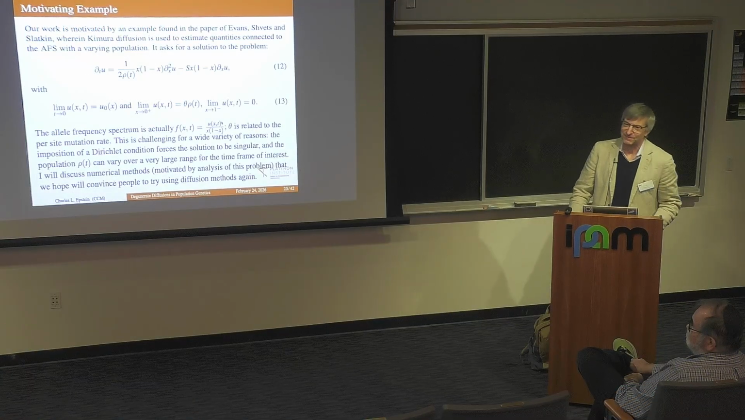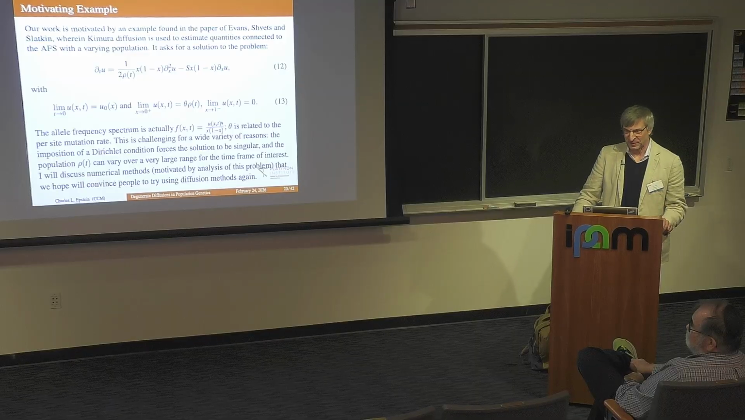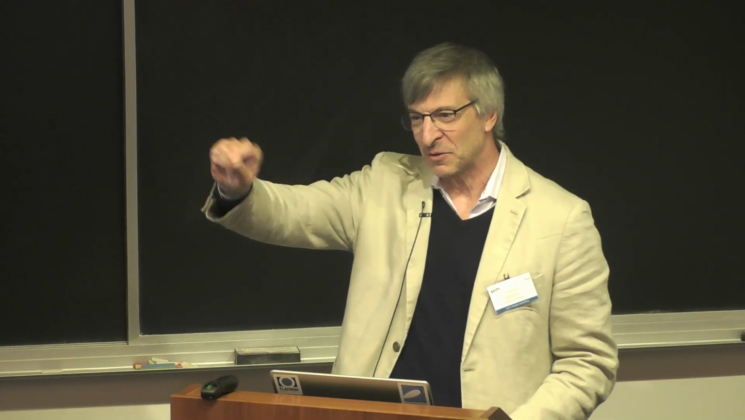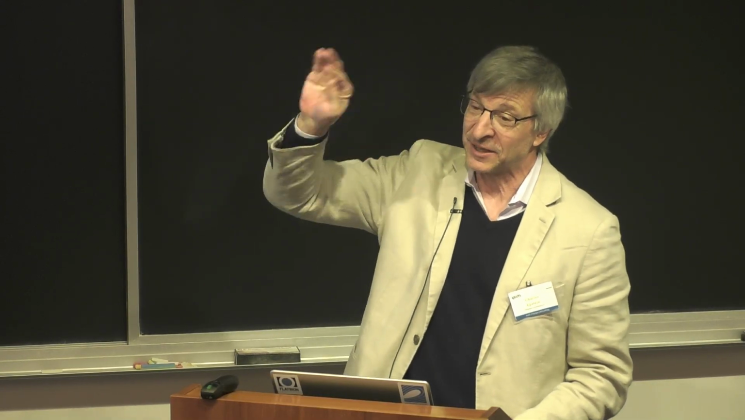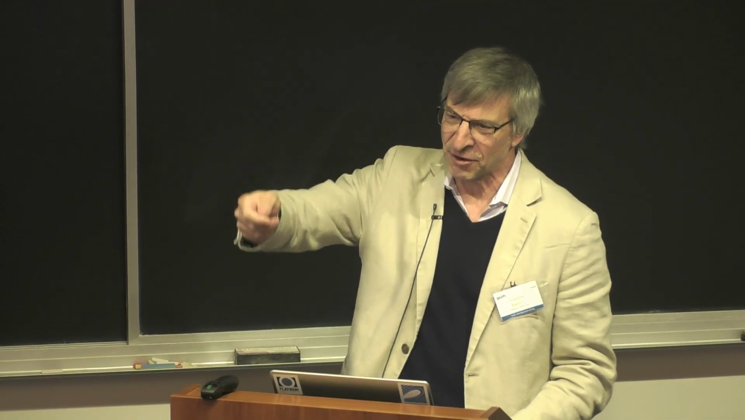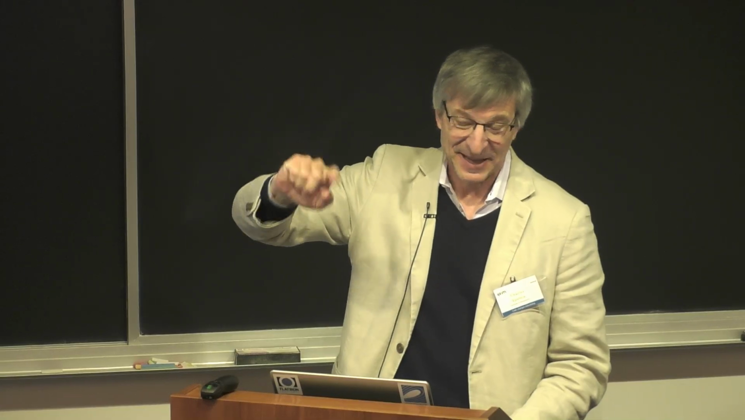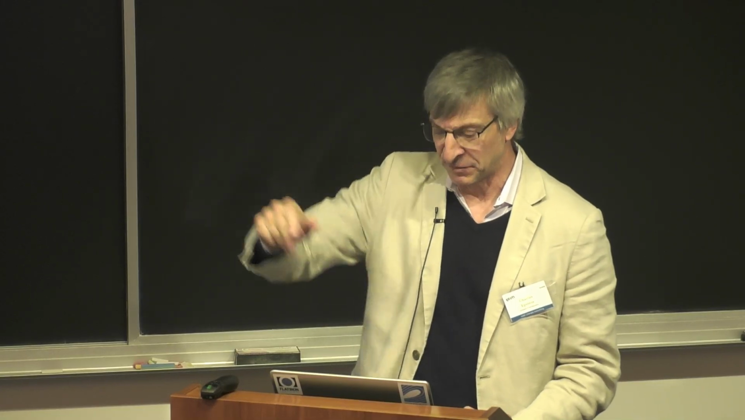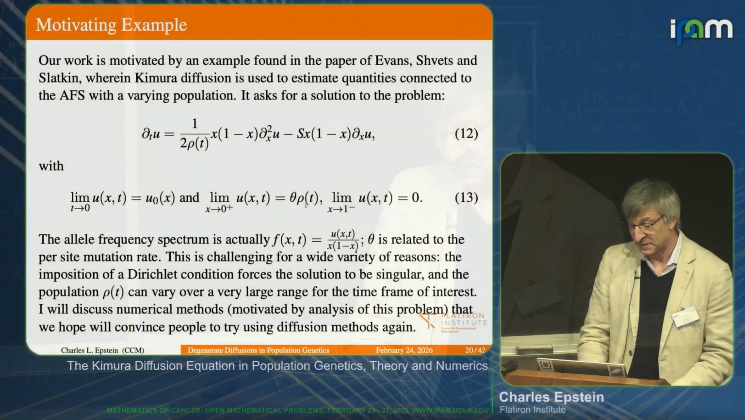But this is for the allele frequency spectrum. So the only way that the mutations appear in this equation is that we're injecting them at the boundary. We're just assuming that mutations are arising at 0 frequency at the boundary. So at very, very low frequency at the boundary. So you get this theta rho of t.